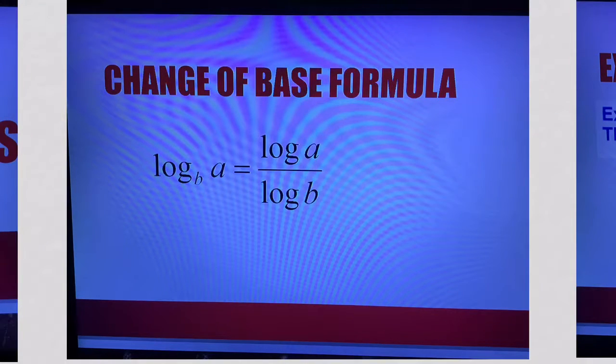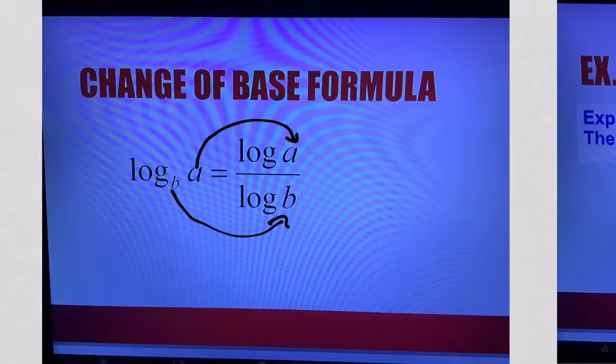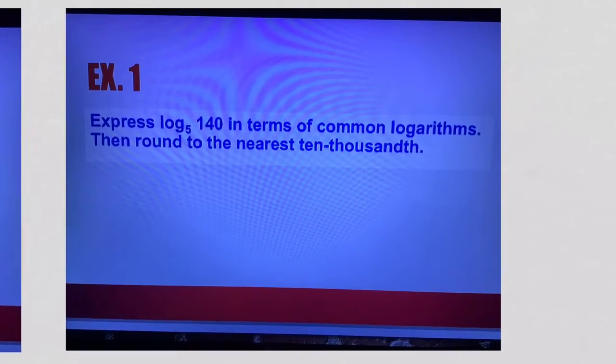You can actually use the log button on your calculator just as long as you take the log of the large number divided by the log of the base. And that will always give you the proper decimal you would need. So we're going to start by finding that.